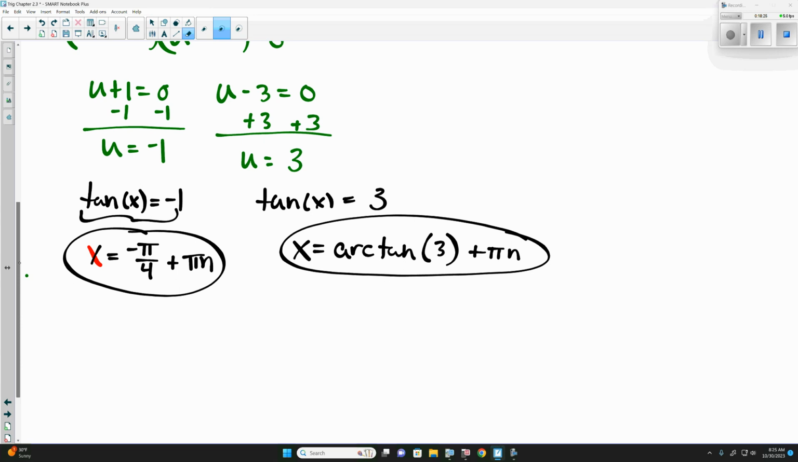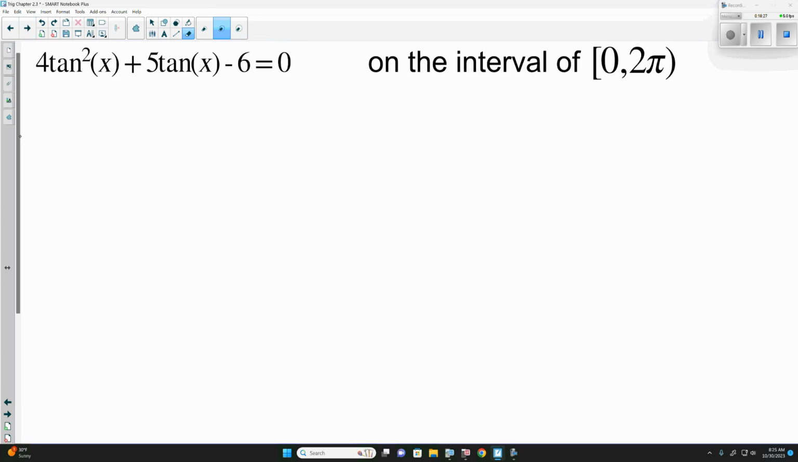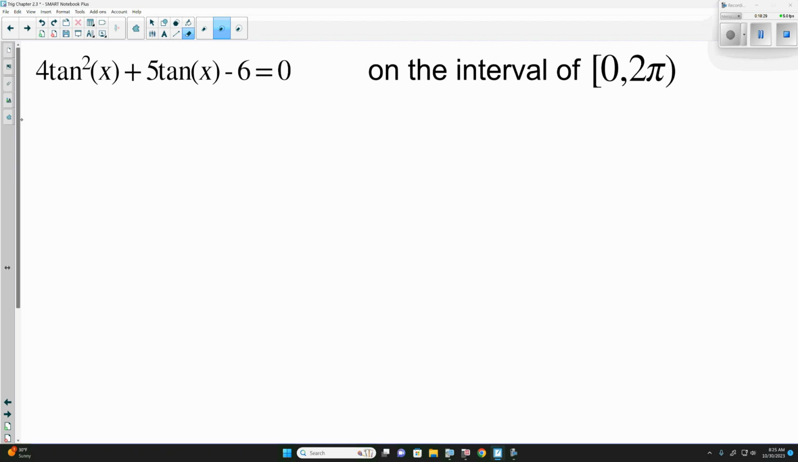Questions on this? For tangent squared of x plus 5 tangent of x minus 6 on the interval of 0 to 2 pi, we want to find all the solutions for this here. I just wanted to do one of these on the interval of 0 to 2 pi.